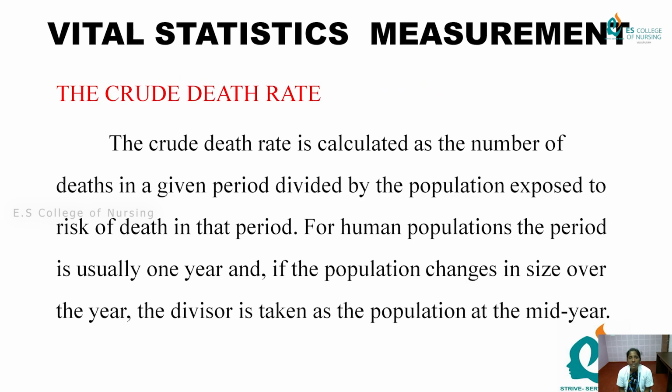Then coming to the crude death rate. Now we are going to discuss the crude death rate. The crude death rate is calculated as the number of deaths in a given period divided by the population exposed to risk of death in that period. For human populations, the period is usually 1 year, and if the population changes in size over the year, the division is taken as the population at mid-year. So this is the crude death rate.